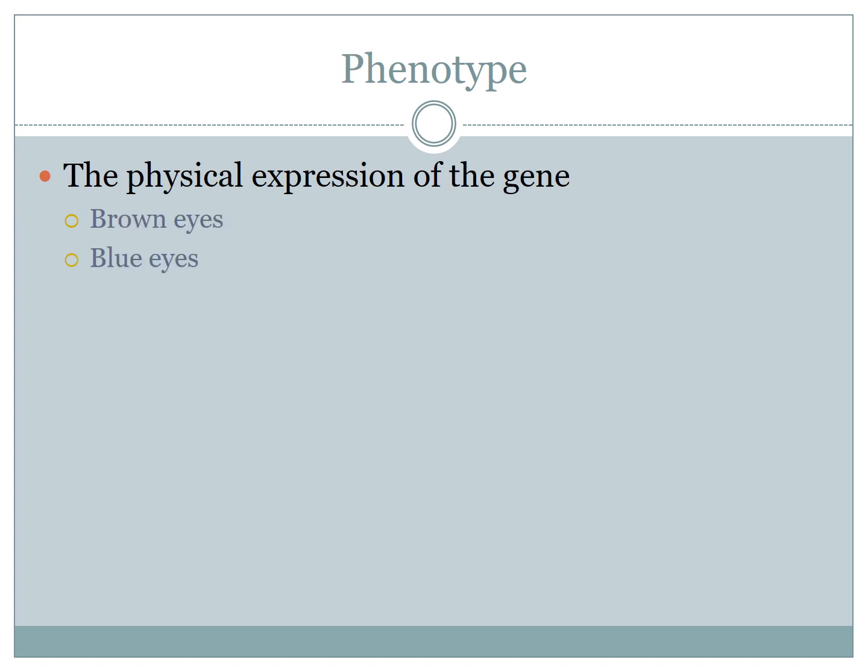The phenotype is a physical representation of a gene or its expression, what the actual person looks like. So for our eye color gene, you would express the individual as either having brown eyes or blue eyes.